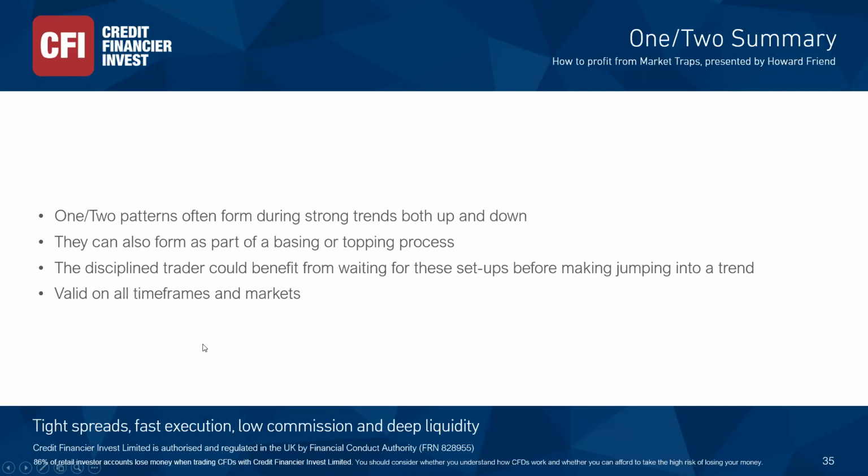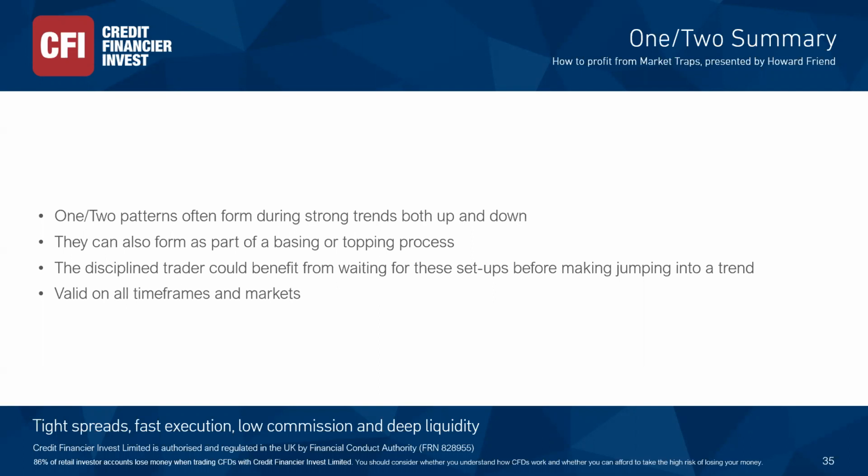Okay, so just to summarize on the 1-2 setup. As I've shown, in most of the examples, the 1-2 forms during strong trends, both up and down. So the 1-2 pattern is a very good way to jump on board a trade in the direction of the current trend. That's always the objective, or most of the time the objective for the swing trader: to identify the trend, to wait for a pullback, and then to get in when you can see signs that that trend is resuming. So the 1-2 pattern kind of ticks all the boxes for that kind of trading strategy.